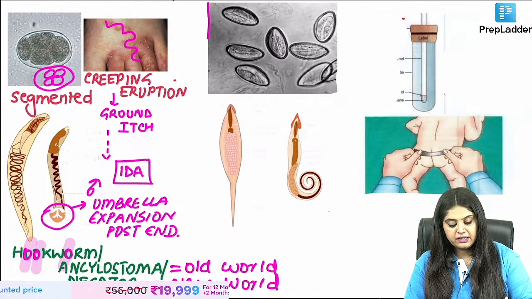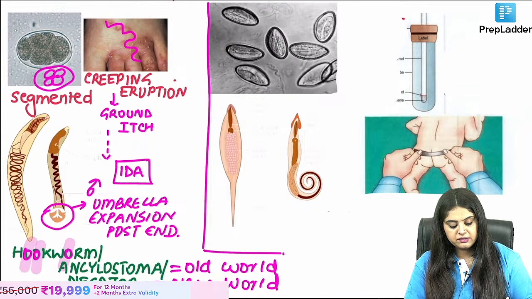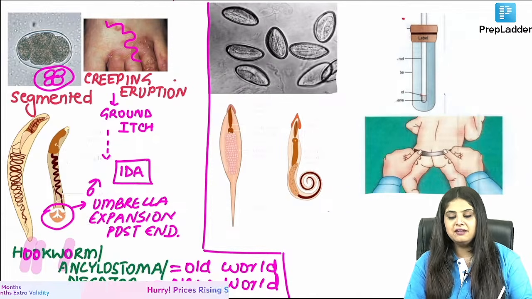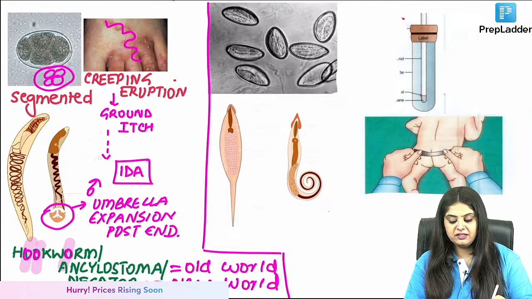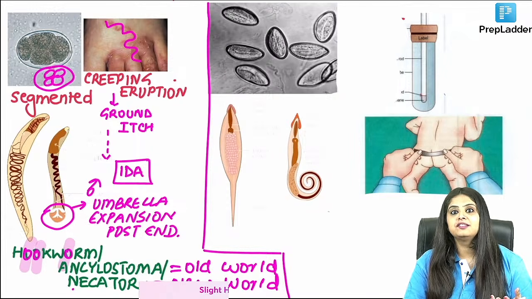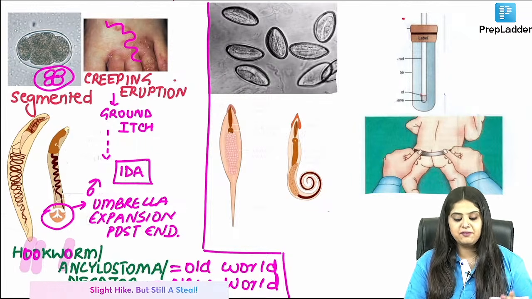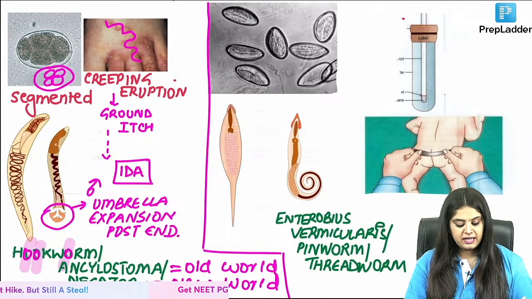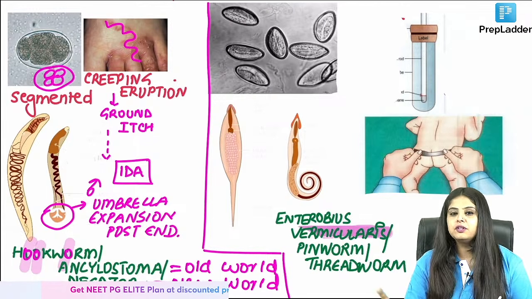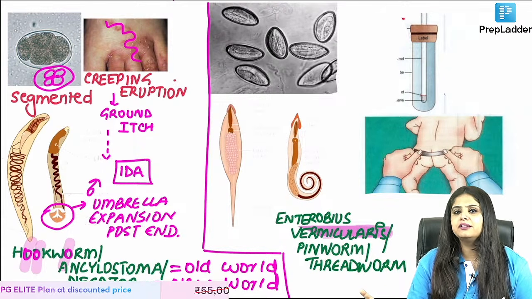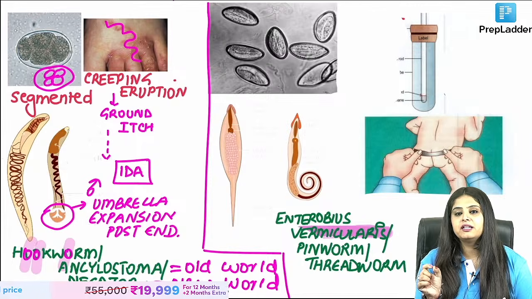Now I move on to the next worm. What is the answer to this that is written over here? Ma'am, again male and female we can identify because you told us to look at the male's back side. But which worm is this? That I want to know. This worm is known as Enterobius vermicularis. Vermicularis means vermiform appendix, that tiny, thin structure.